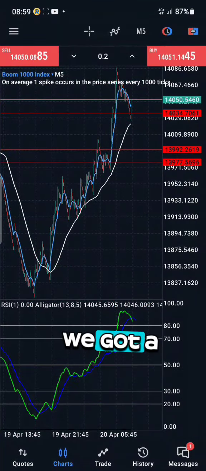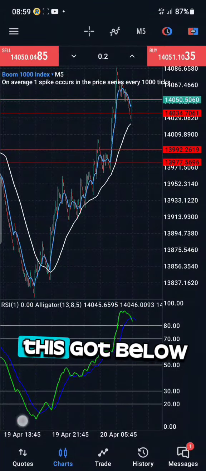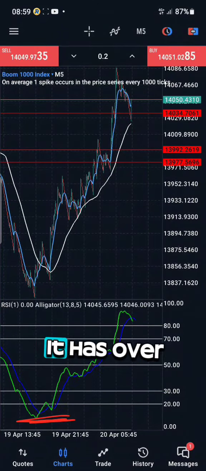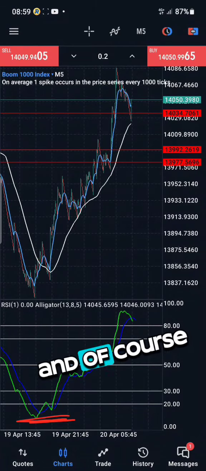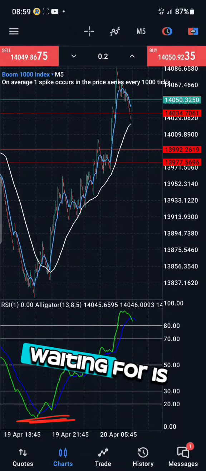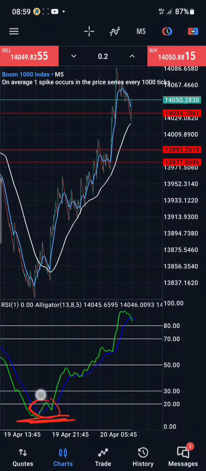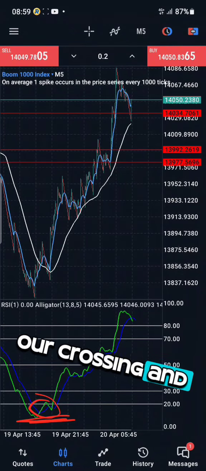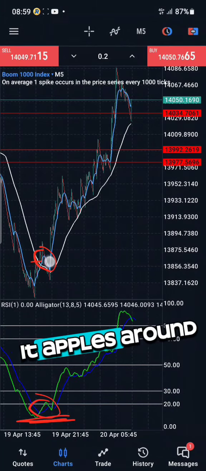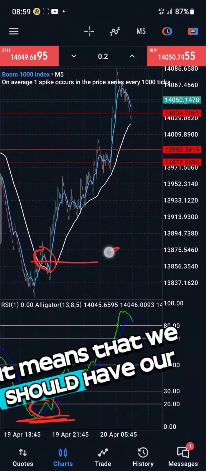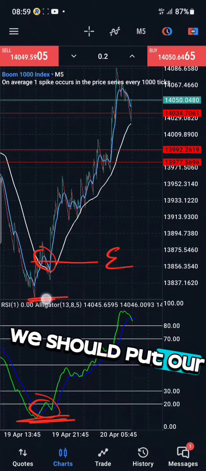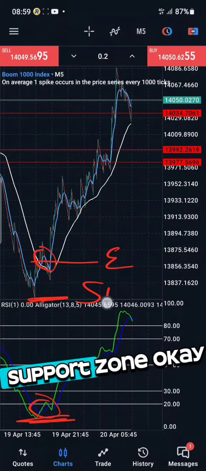Okay, we got a setup, and of course this got below 20, which means that it has oversold already, and of course we should be getting ready to buy. Okay, the only thing we are waiting for is this upward crossing, and it should also happen around there. Immediately it happens around there, it means that we should have our entry point around there, and of course we should put our stop loss at the support zone.